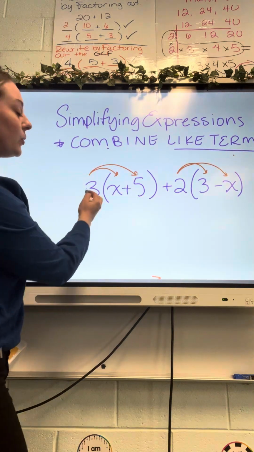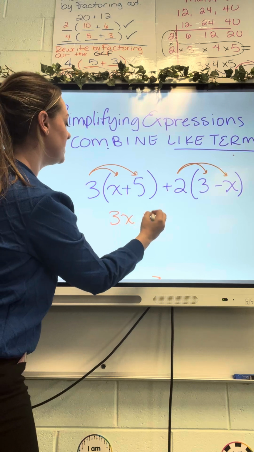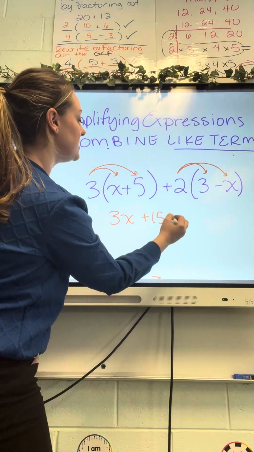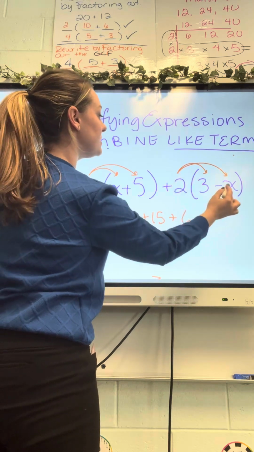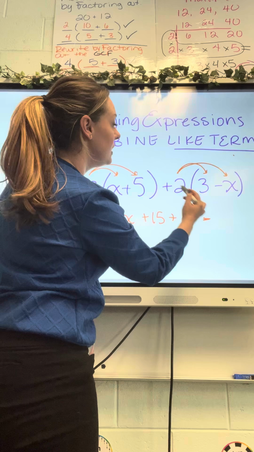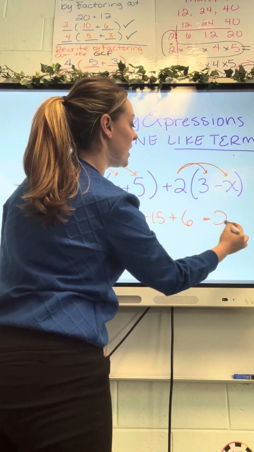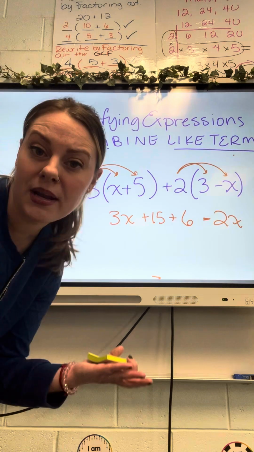So here we go. 3 times x is 3x. 3 times 5 is 15. Plus sign. 2 times 3 is 6. And 2 times a negative x. You want to bring that sign down. 2 times x is 2x. There's a minus sign in front of it, a negative, okay? And then we combine like terms.